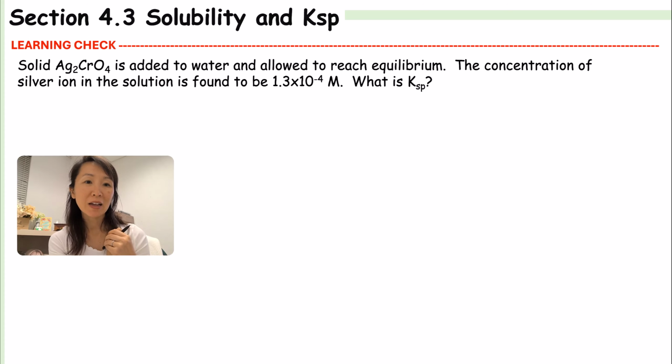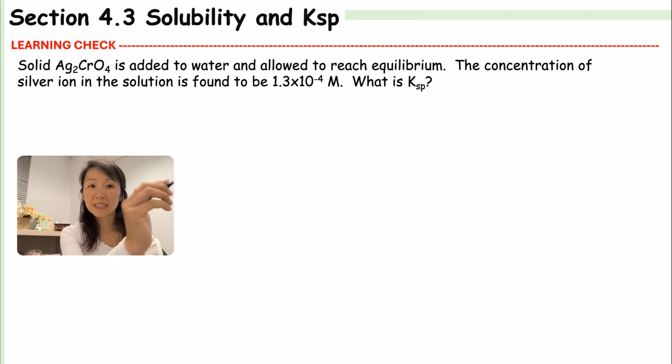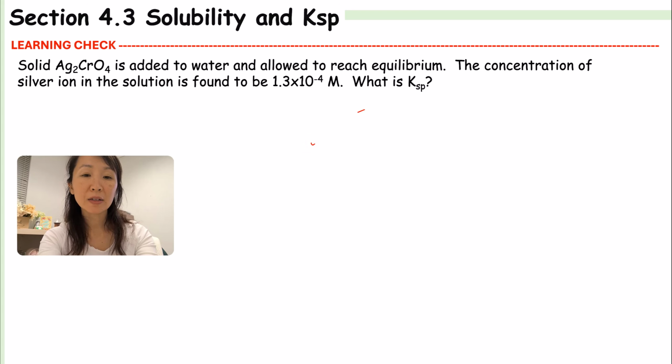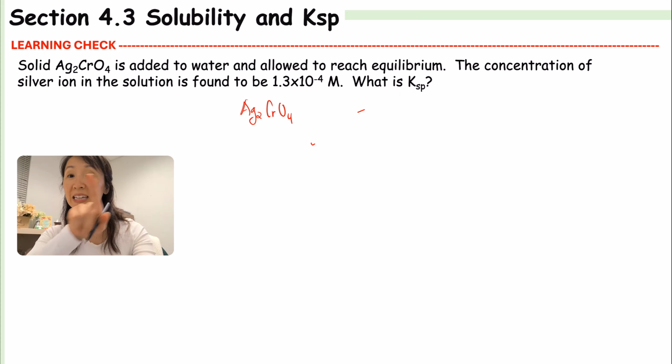Here, solid silver chromate is added to water and allowed to reach equilibrium. The concentration of silver ion in the solution is found to be 1.3 times 10 to the -4. What is Ksp? Okay, so what's happening here? We're taking silver chromate, and it's being added into the water. So we add it into the water, and at equilibrium, you have some silver in its dissociated form, and we have chromate.